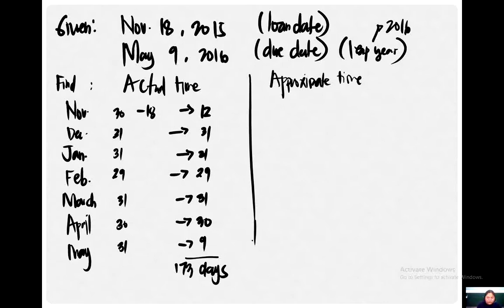So now let's get the approximate time. Every month is composed of 30 days. So let's check: November, December, January, February, March, April, May. Again, the loan date starts at 18, so we have to subtract. We have 12. Then let's just copy.